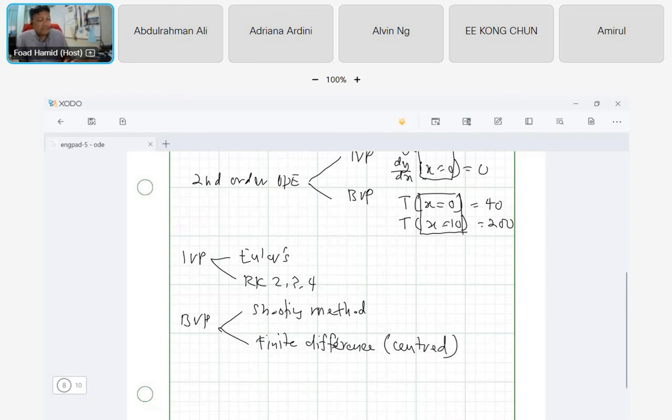centered finite difference. Note, if you misunderstood which one is IVP and which one is BVP, then you will use the wrong method and most probably you get nothing. So for IVP, the method is Euler and its variations. For BVP, there are only two methods: the shooting method or finite difference. So be very careful when you read the question.